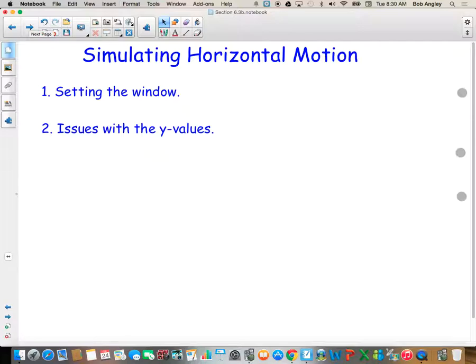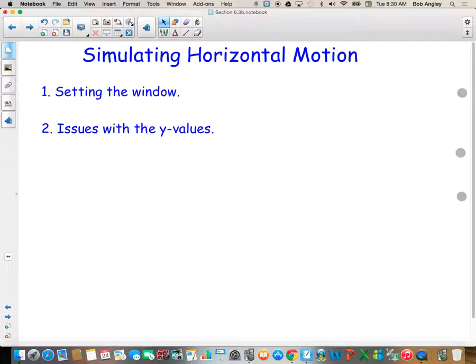Okay. Now, the rest of the day, the topic changes from what that was, and it really becomes a sort of interesting topic. But we're going to talk about simulating different kinds of motion. All right? And the first thing that we're going to do is we're going to simulate horizontal motion, and we're going to do this by having 2 people run a race on the calculator.